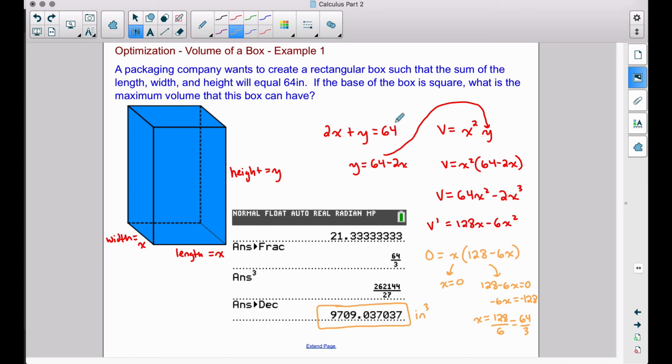And again, in example 2 and probably another example after that, maybe we'll have a square base, but maybe we want the height to be twice as long as the length or something like that. And again, we'll see that in future examples.